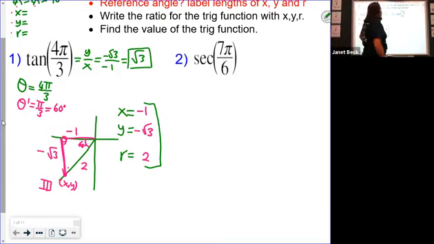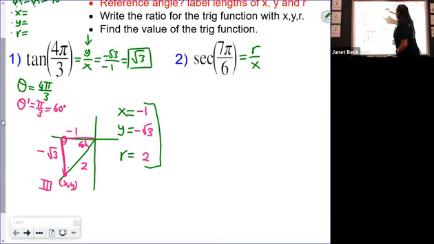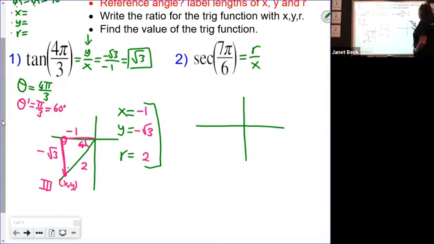Let's look at the secant of 7 pi over 6. For a secant, I'm going to want to have an r over x. Now these things, these ratios with the x's, y's, and r's, you have to memorize those and know those well. But let's do the same process we did last time. Step 1, graph the angle. The angle I'm actually looking at is 7 pi over 6. So that's, again, going to be in quadrant 3, because 7 is a little bit bigger than 6. So that's my terminal ray.